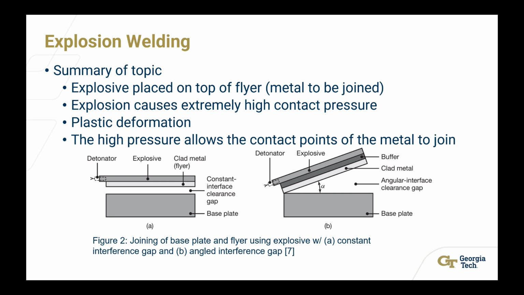On the figure on the bottom, you can see that there are two different types of explosion welding, one with a constant clearance gap, while the other one is angled. These are used depending on the different materials that you want to join, or based on the final property you want the composite material to be.